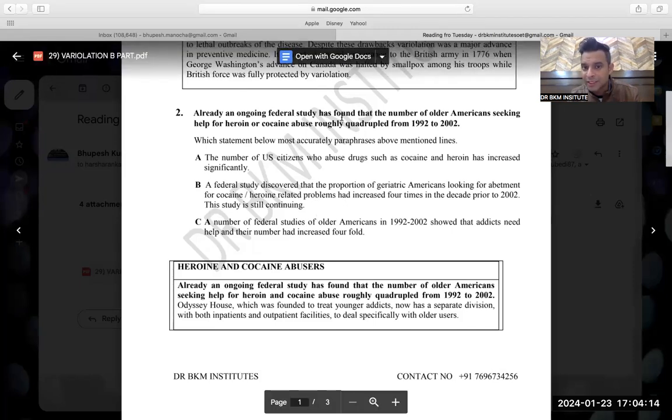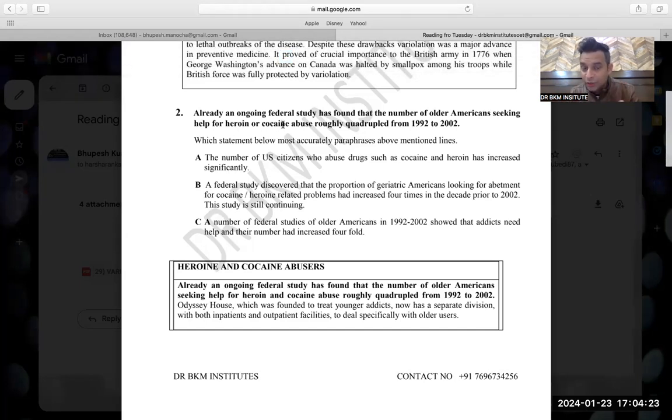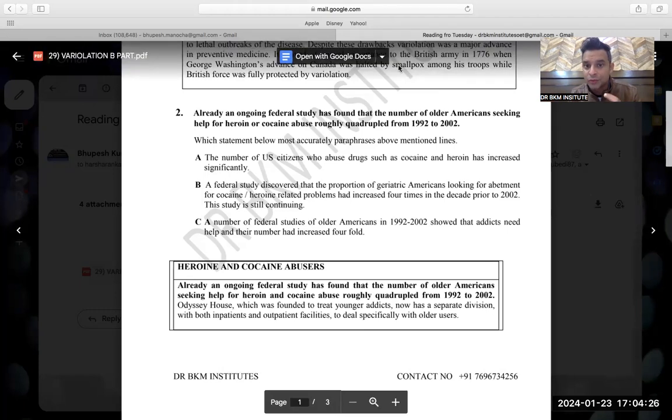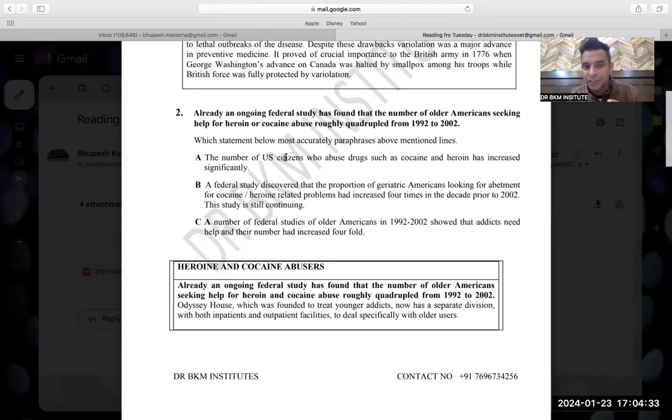Already an ongoing federal study has found, present perfect, that the number of older Americans seeking help for heroin, that means they are seeking help to leave heroin and cocaine abuse, roughly quadrupled from 1992 to 2002. So you go to this option: the number of US citizens who abuse drugs has increased. First of all, please understand the tenses. I'm telling you a simple way of elimination. There are many things you can eliminate in the wrong option.